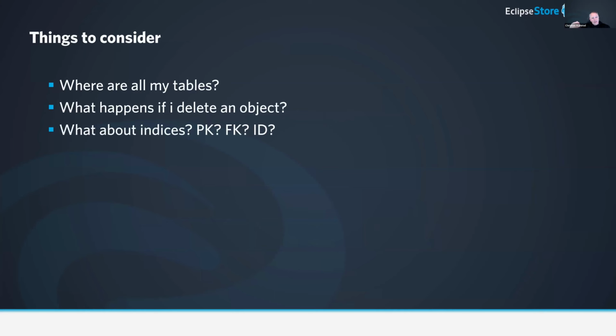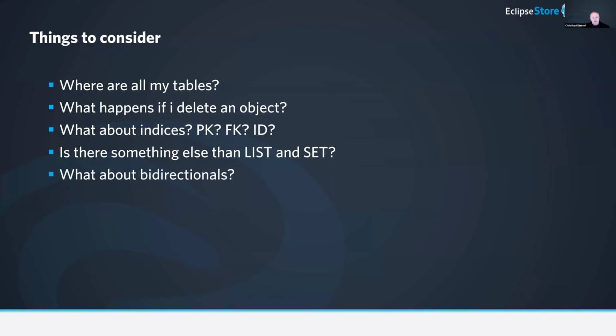What if I delete an object? What about indices? Let's talk about primary keys. I already answered that before, but it could make sense to talk about that at that specific part a little bit longer. Is there something else than list and set? And there are a lot of more collections we could use within EclipseStore. How about bidirectionals? Data loading lazily? We come to that a little bit later.